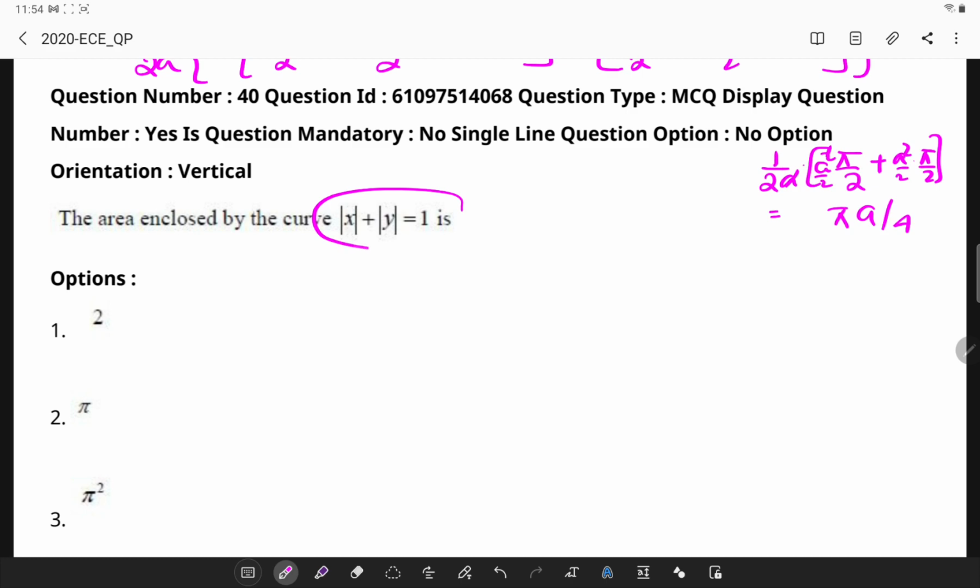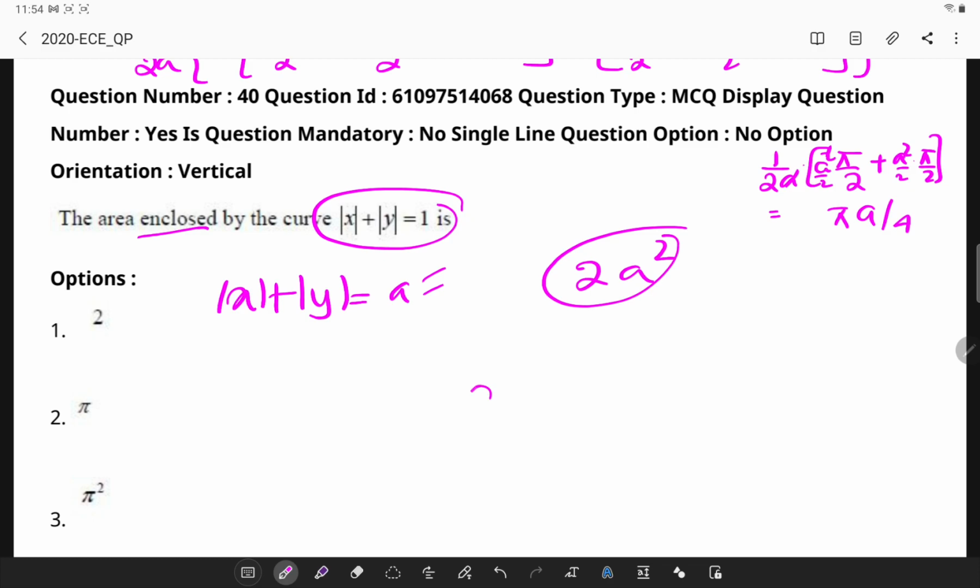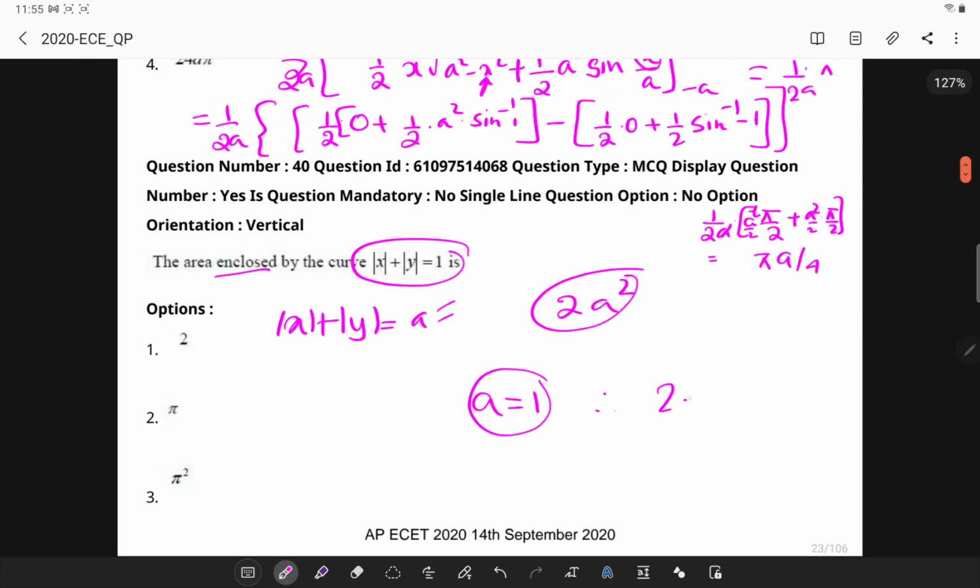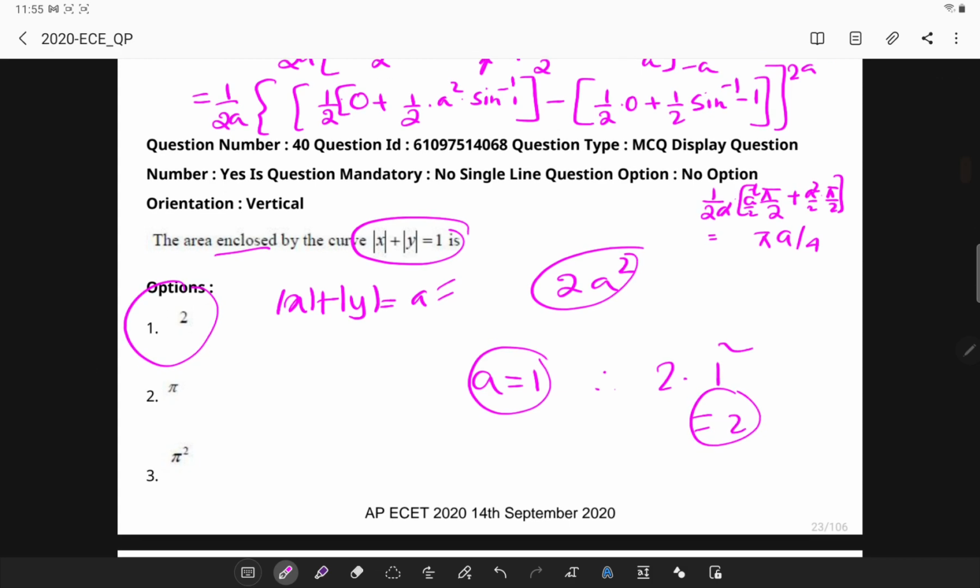We have this as a generic formula. When mod x plus mod y is equal to a, the area enclosed is 2a square, and here a is given as 1, therefore 2 into 1 square is 2. So the option is 1.